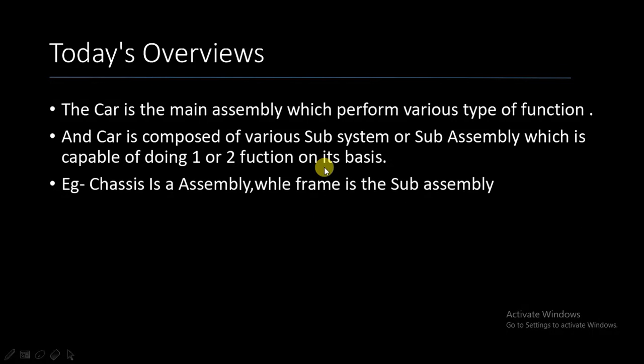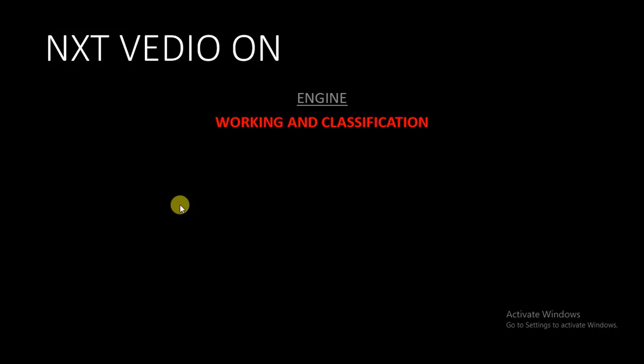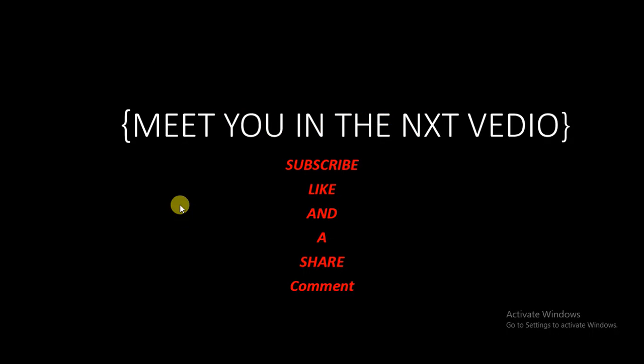Today we learned that the car is an assembly which performs various types of functions, but the car is composed of various other subsystems, like those we told you before, such as the transmission system, clutch and so on. So the chassis is an assembly while the frame is a sub assembly. The chassis consists of various assemblies and does various functions, but the frame does a single function, that is, being the skeleton of the whole vehicle. The next video is on the working and classification of the engine, and I will meet you in the next video.